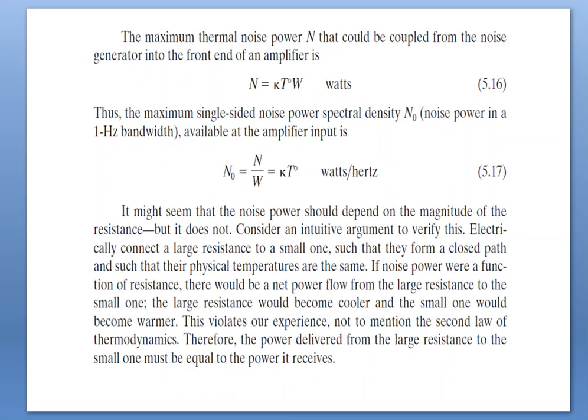Based on all this, the maximum thermal noise N that could be coupled from the noise generator to the front end of the amplifier is N equal to K T naught watts. The maximum available noise power spectral density N naught at an amplifier input is N naught equal to N by W, that is equal to K T naught watts per Hz.